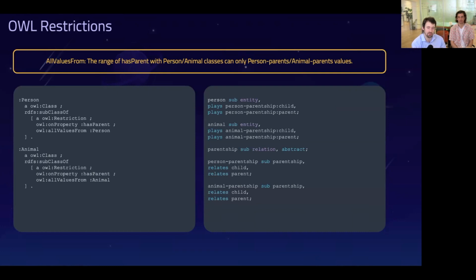And that same restriction, we would model in the schema of TypeDB. So what we're saying is that we've got a person type that plays the role of child, but in a person-parentship relation, and the same for the parent. We do the same for animal, creating an animal-parentship relation. And at the bottom, we see that the person-parentship relation and animal-parentship relation are both subtypes of the parentship relation, which is an abstract type.